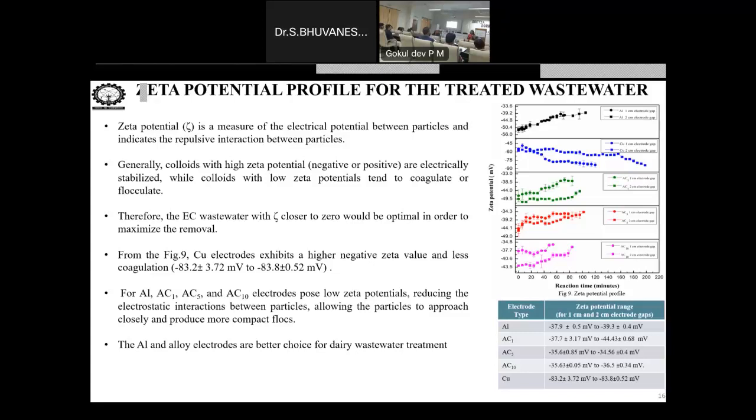Lower. That is what he likes to study, and he was confirming that the aluminium alloy electrodes are a better choice. For AC1, AC5, AC10, the electrodes give a low zeta potential, reducing the electrostatic interaction between the particles and allowing the particles to approach closely and produce more compact flocs. Since they all have less zeta potential, they will enhance the floc formation and the coagulation will take place easily. That is the inference for AC1, AC5, AC10.